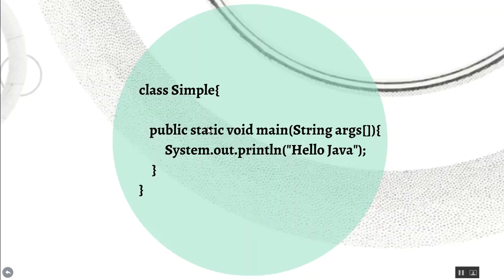Then static is a keyword, and we can declare any method as static, and that method is known as a static method. So currently our main method is a static method, and the core advantage of a static method is that we don't need to create an object for executing or calling this main method.